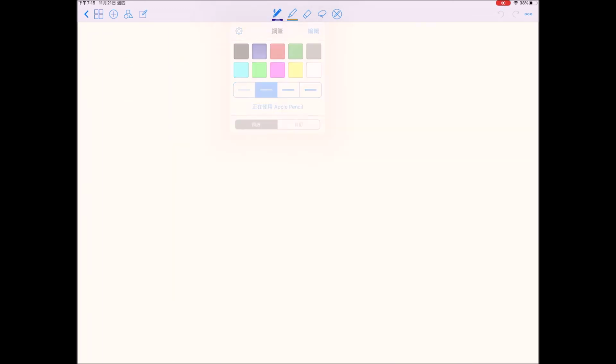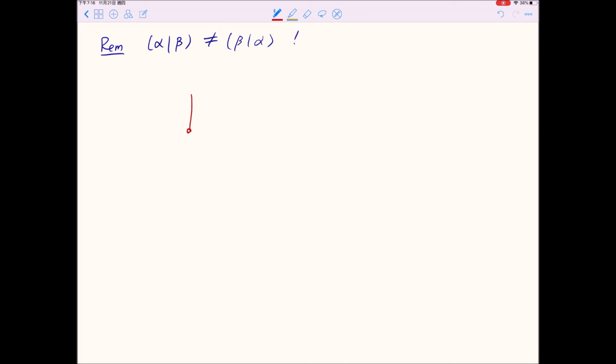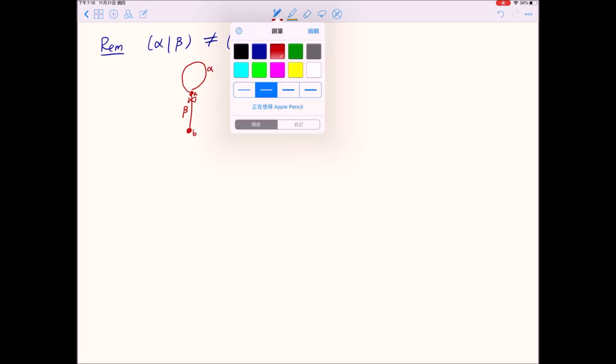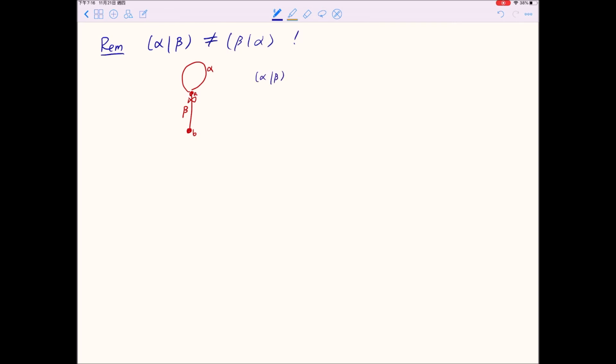So just a warning. Usually, this intersection number is not symmetric. It's really just like the compatibility degree we discussed earlier. So if we look at this example here, let's say this is our beta, and this is our alpha. Then we can count and see that alpha beta will be 1, but beta alpha will be 2, using the previous definition.